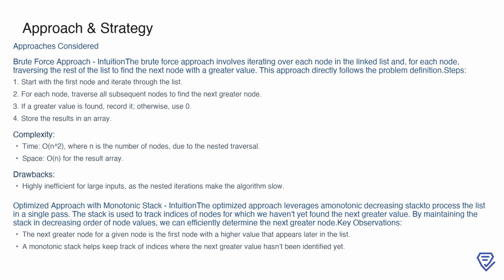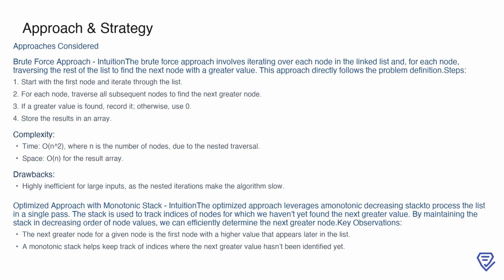To tackle the problem of finding the next greater node in a linked list, we start by considering the brute force approach. The intuition behind this method is straightforward. For each node in the linked list, we traverse all subsequent nodes to look for the first one with a greater value. If such a value exists, we store it, otherwise, we record a 0. The steps are simple: begin with the first node, iterate through the list, and perform this search for each node. While this method aligns closely with the problem's definition, it has significant drawbacks.